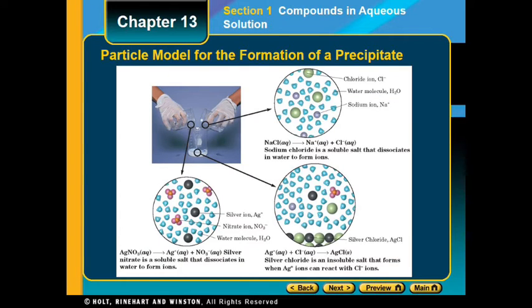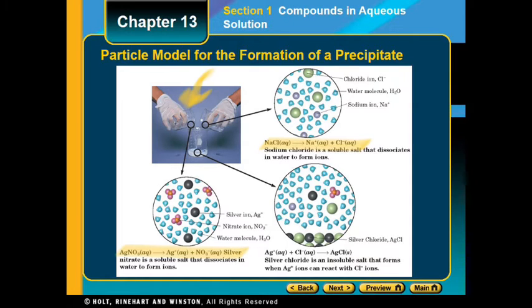We do have a lot going on in this one. I'm going to highlight some important parts for you. They are putting 2 clear colorless solutions together here. Sodium chloride, which is the sodium and chloride ions dissolved in water. And then you've also got your silver nitrate dissolved in water.